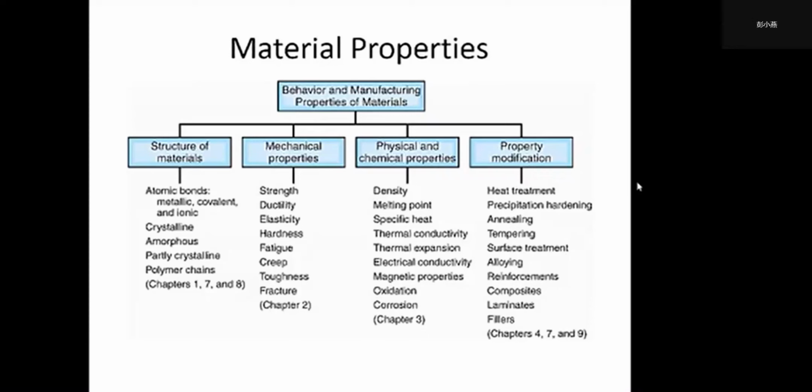For example, in casting, we need to know the melting point of the specific kind of material. And in some other technology like resistance welding, we need to know the resistance of the material. That belongs to the physical properties. In order to enhance the different kinds of properties of the product, we need some property modification processes like heat treatment and reinforcement.